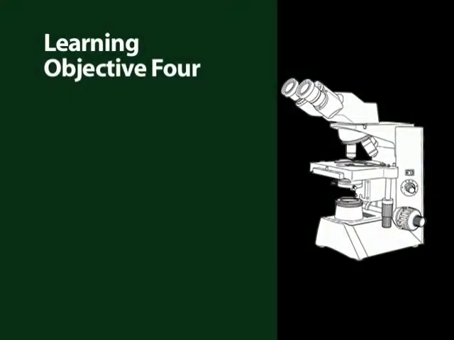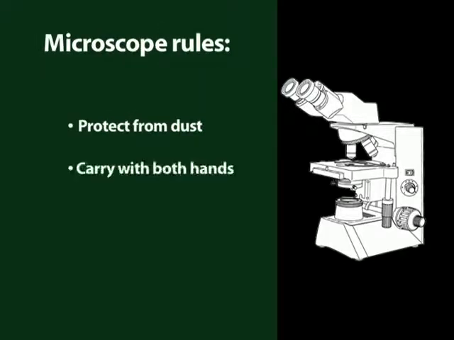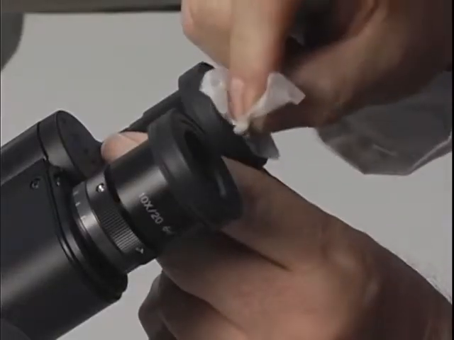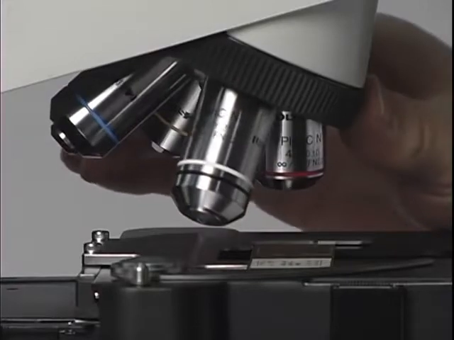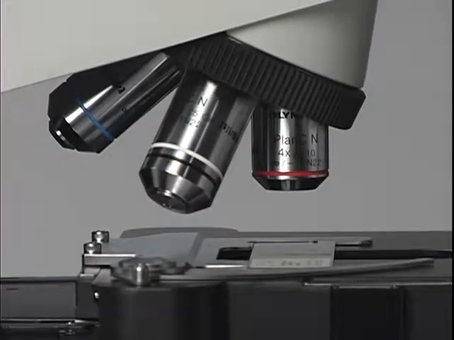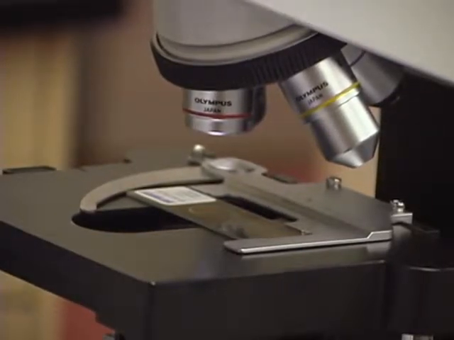The learning objective of this section is to adjust, use, and maintain a compound microscope. The rules about storing and cleaning a compound microscope are the same as for stereo microscopes. After ensuring that the objective and ocular lenses are clean and dry, rotate the objective lens with the lowest magnification into a vertical position. The lowest objective lens has the lowest number associated with it, and it is the shortest.